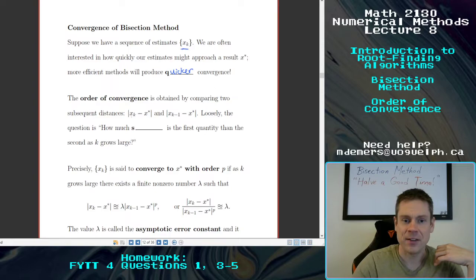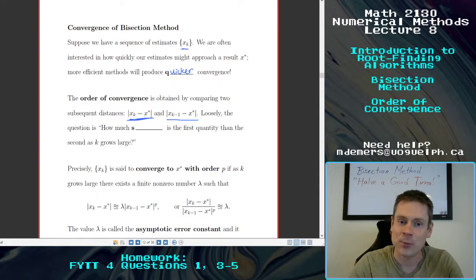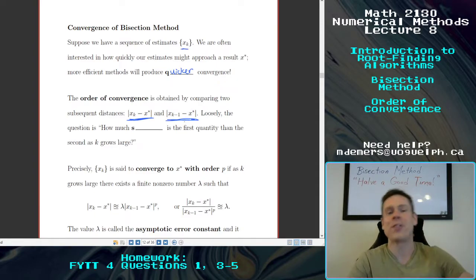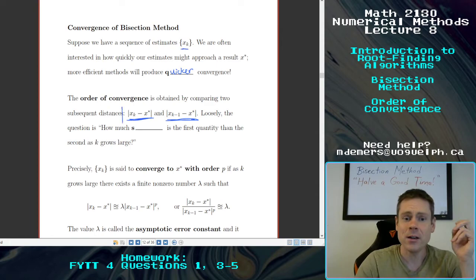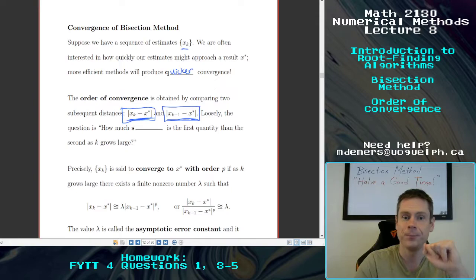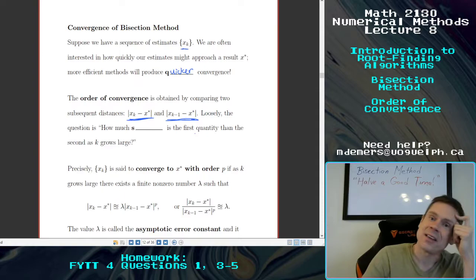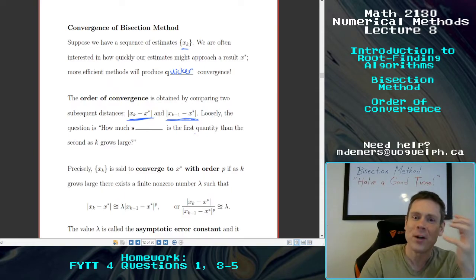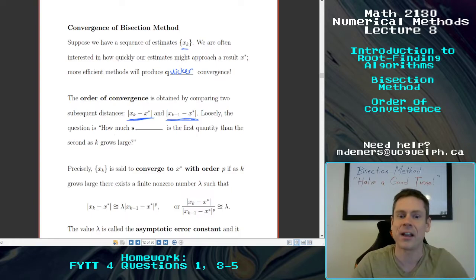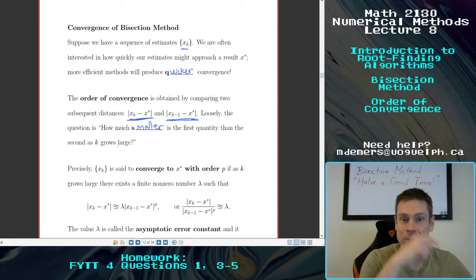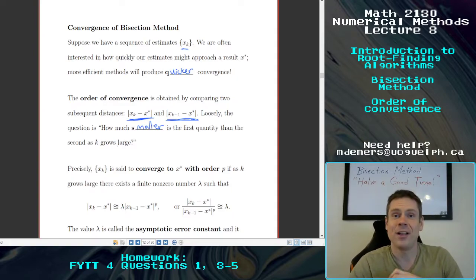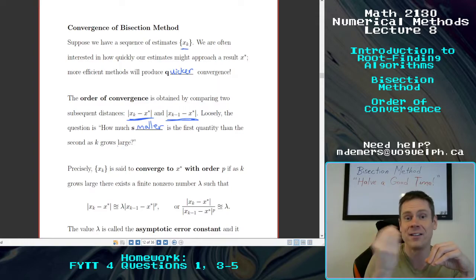So this is the distance between the kth estimate and the final result. And this is the distance between the estimate before that and the final result. This one should always be closer than that one if our estimates are getting better and better. The question is, how much closer? How much smaller is that first one than the second one? How much smaller is the first quantity than the second as k grows large? Now, it's interesting, because it might depend on k itself.